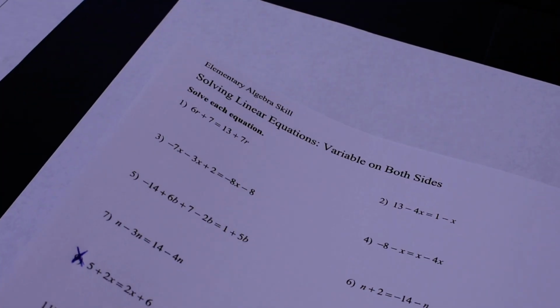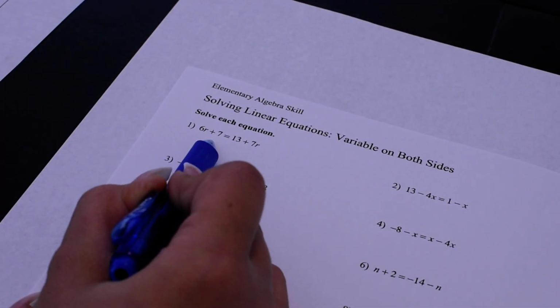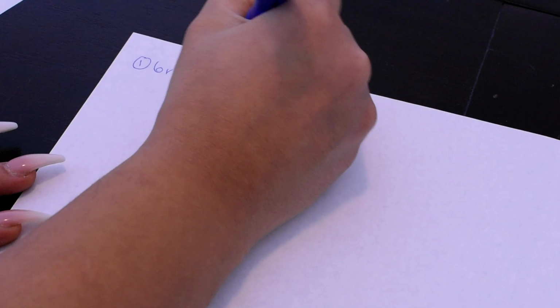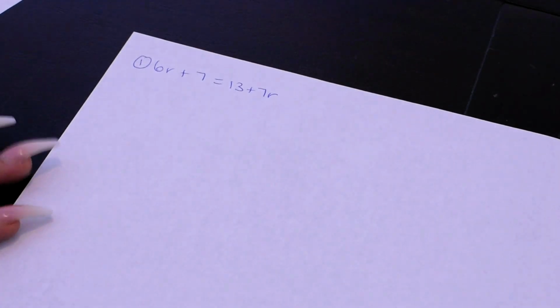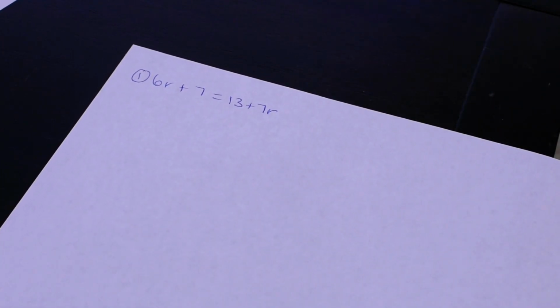I'm gonna start with problem number 1. Problem number 1 is 6r plus 7 equals 13 plus 7r. I'm gonna write that problem down: 6r plus 7 equals 13 plus 7r. You should be writing it on a separate sheet of paper too to show your work.